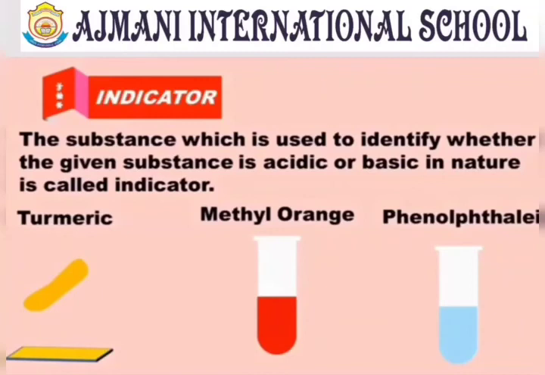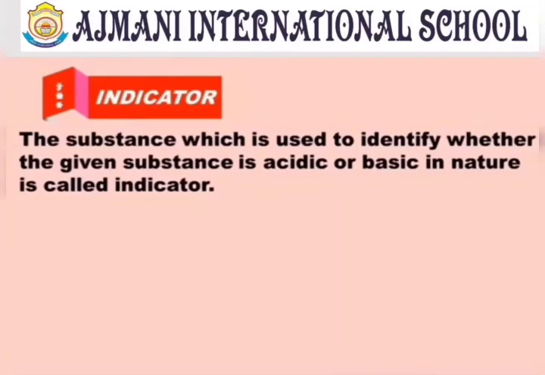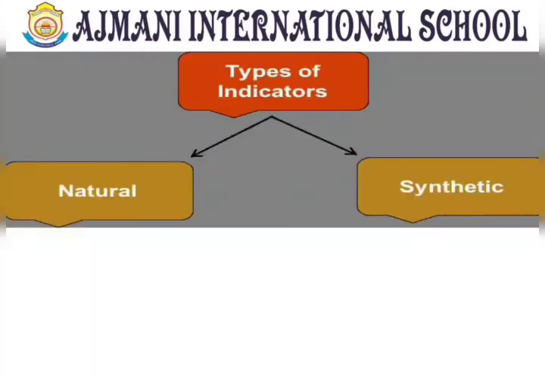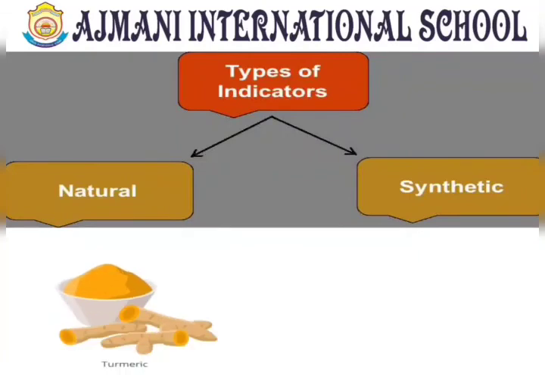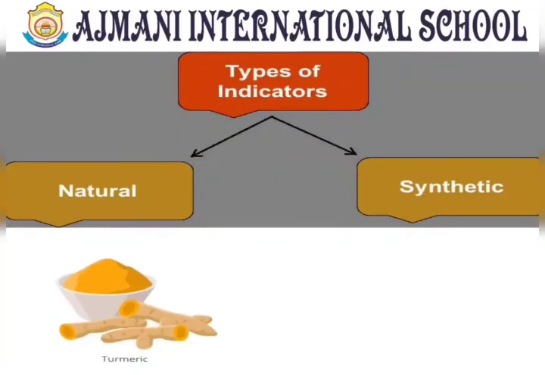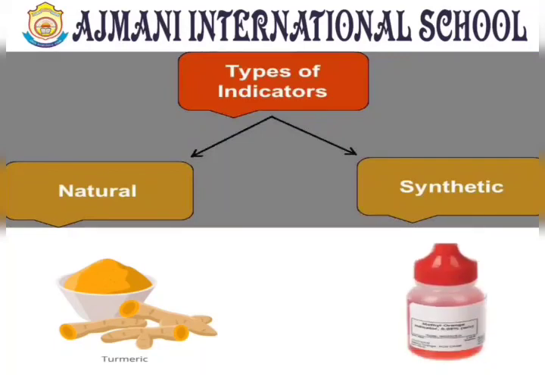I hope you understood what are indicators. Next thing that you should know is the indicators are of two types, the natural indicators and synthetic indicators. Some indicators like turmeric and China rose are known as natural indicators, but some like methyl orange and phenolphthalein are called synthetic or laboratory indicators.